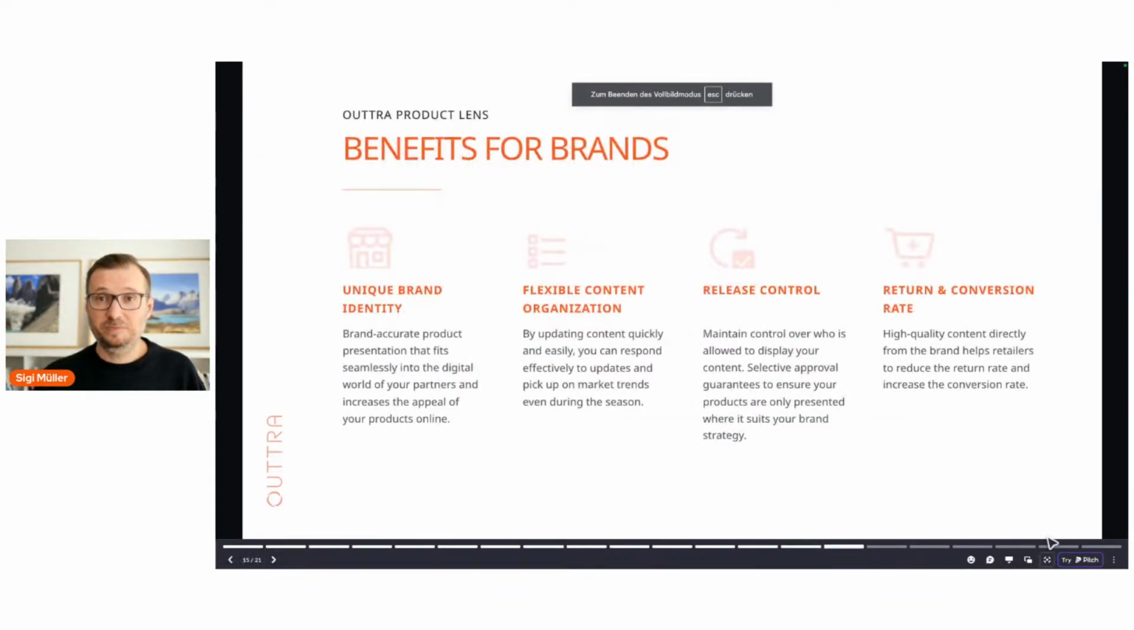Yeah, so what are the benefits of this? When we are talking about the benefits, for example, the unique brand identity is one of the biggest benefits here. So your products from your brand are directly presented like you as a brand wanted to have it. So you as a brand know exactly which images to use, which text to use, which photos you want to use to present your product in the most efficient way to the end consumers. And this is possible with the product lens.